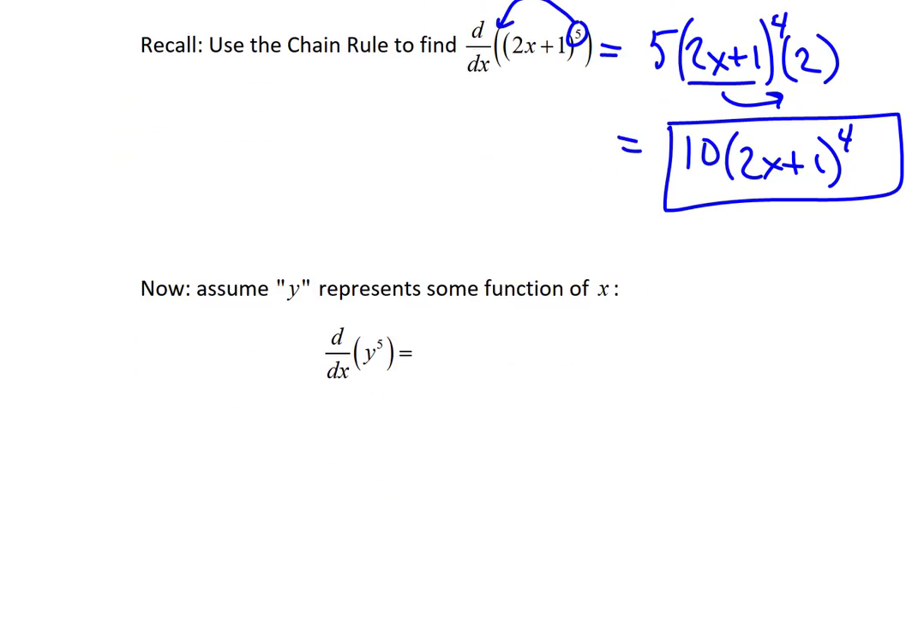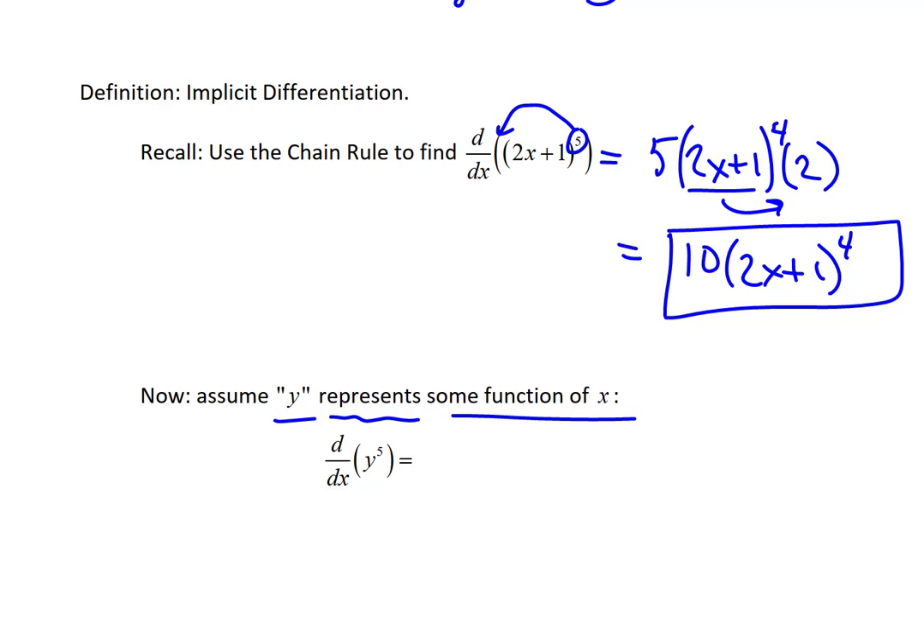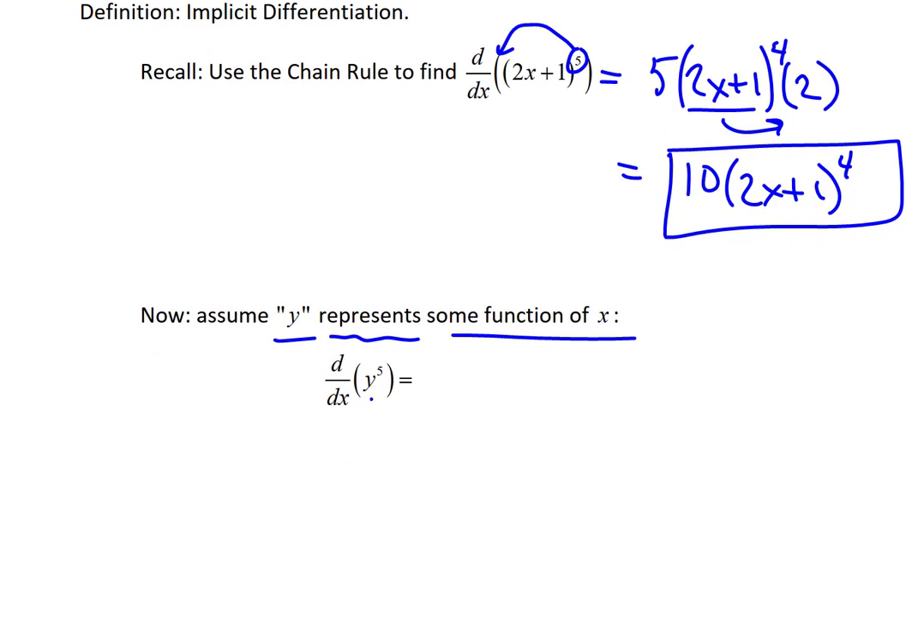So now let's assume y, the variable y, represents some function of x. So when I want to take the derivative of y to the 5th, we're going to pretend that this variable y is hiding something. It's kind of covering up some cluster or function of x's. If that was the case, then that's actually exactly what we just did in this example. So I want to take the derivative of it. I would use the chain rule and see y, the inner function, as some hidden function of x, where the outer function is this 5th power.